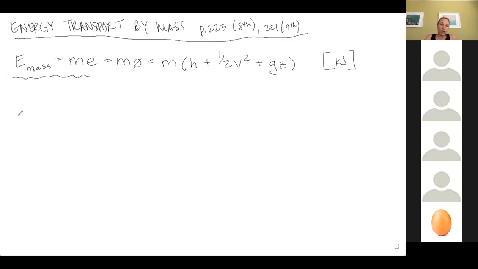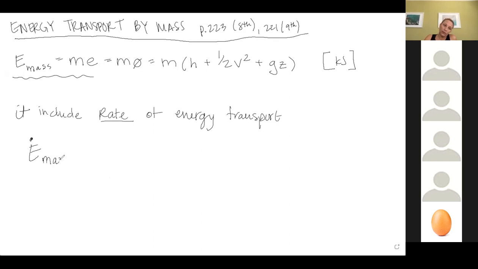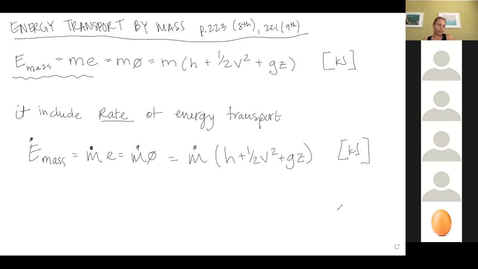And if we include rate of energy transport, so if we include a per time component now, the rate of energy transport by mass is going to be equal to our mass flow rate times specific energy, or our mass flow rate times this fluid flow energy, which is going to be our mass flow rate times H plus 1/2 velocity squared plus our height term times gravity. I'm sorry, these units are not going to be kilojoules. They're going to be kilojoules per second, or kilowatt, or watt, because now we've included a time term. So this is our mass flow rate, our mass per time, kilojoules per second.